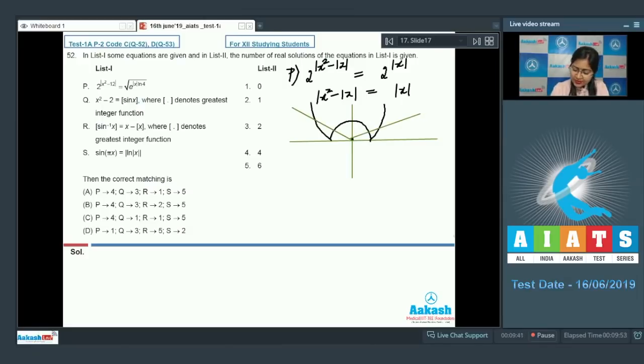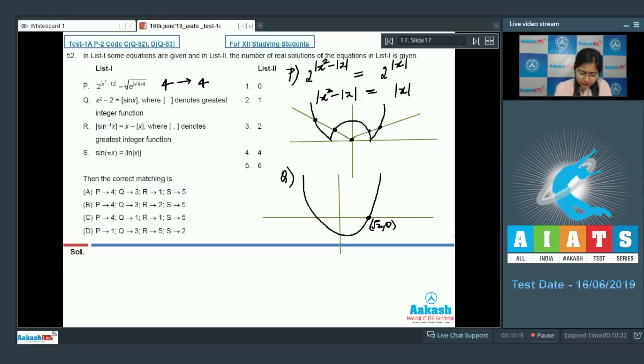So we can see here that we have 4 solutions, which means that option number 4 is the correct choice. Now let's talk about option Q, which says that x square minus 2 is equal to the greatest integer of sin x. So let's plot the graph of this function also. x square minus 2 is something like this, where this point is root 2 comma 0.